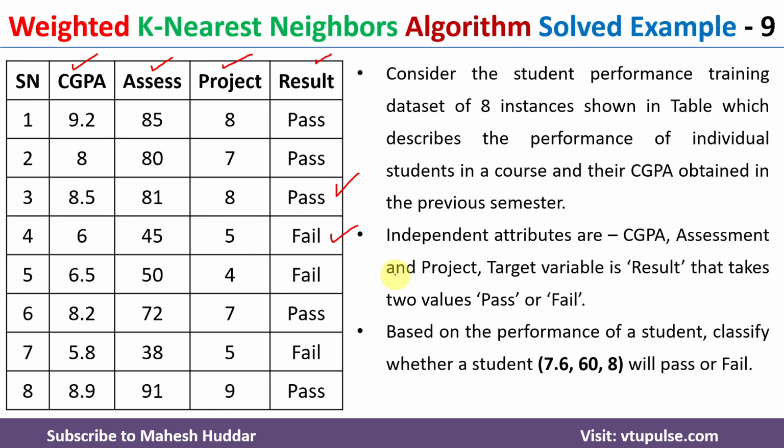And we have a new student's record where the student has a CGPA of 7.6, assessment of 60 and project of 8. We need to classify whether this student is pass or fail by using the weighted k-nearest neighbor algorithm, and we will assign k equal to 3.